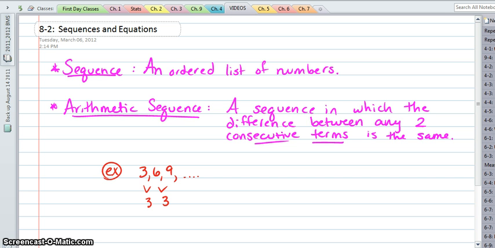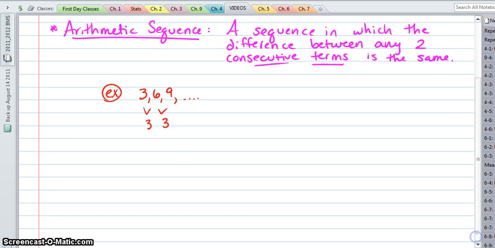What we are going to do today is create rules, just like we did with X and Y tables in a previous chapter, to describe what's happening with an arithmetic sequence. When we come up with that rule, we can write an equation that can help us predict future terms. So what does that look like? Well, let's take a look at an example.